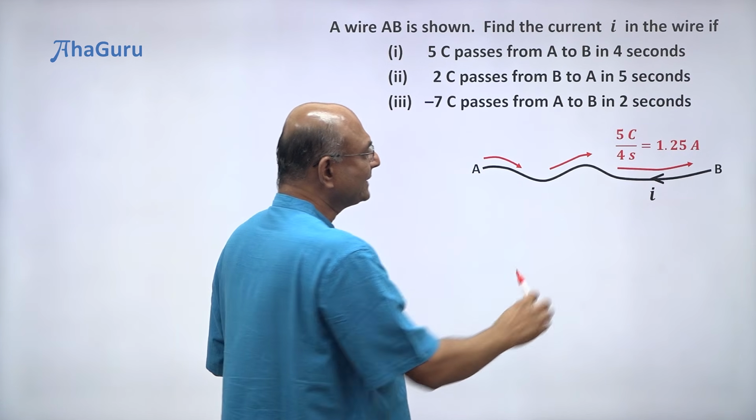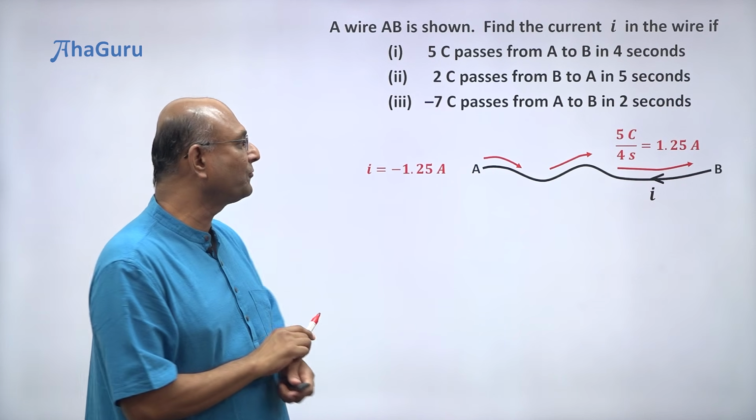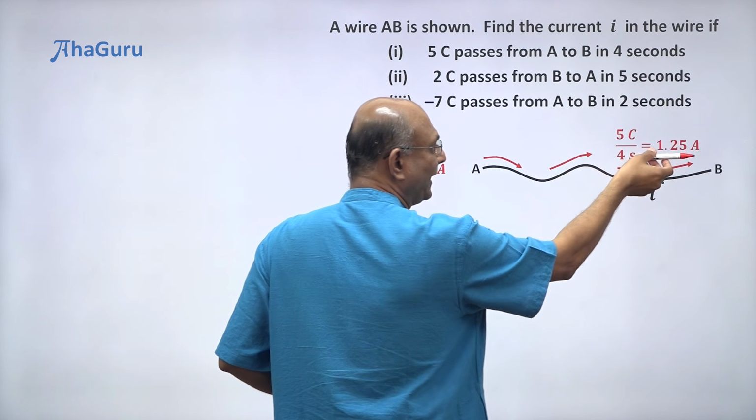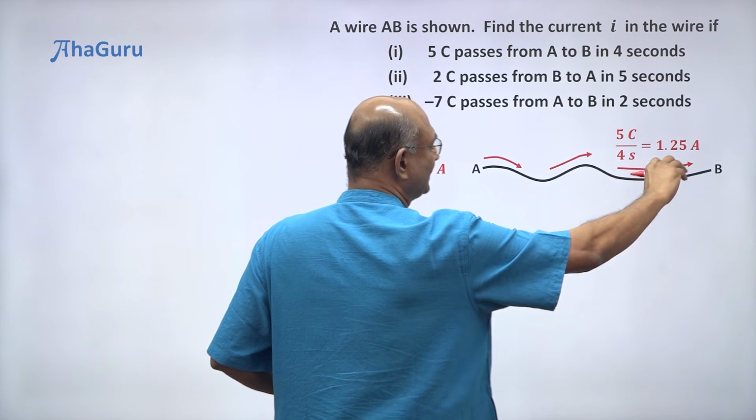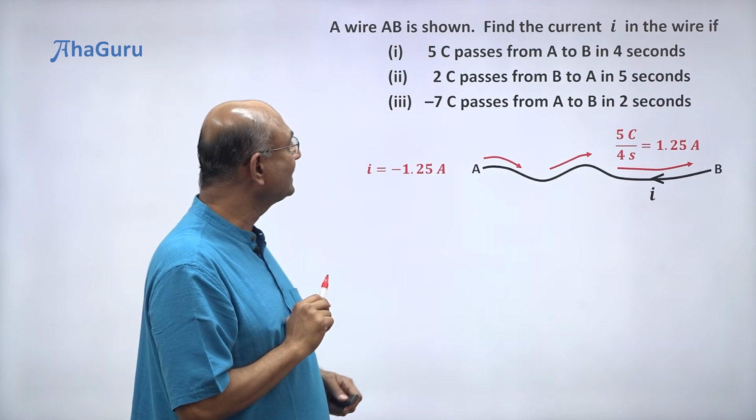But what is the positive direction? This is the positive direction. So I must be minus 1.25 amperes. 1.25 amperes like that is equal to minus 1.25 amperes along the direction given. Let us now look at the second part.